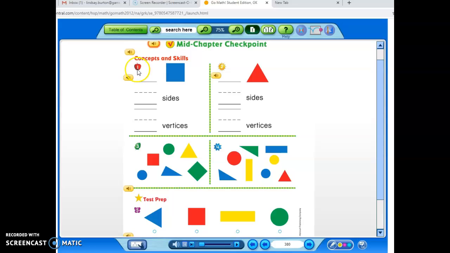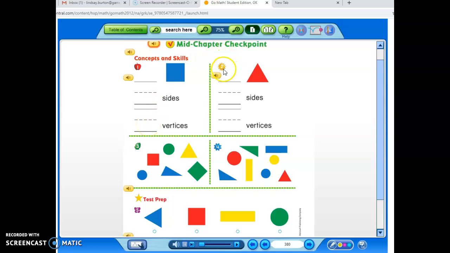Let's look at this red apple. What shape is this right here? It is a square. I want you to count and write to tell me how many sides this square has and how many vertices it has. I'll give you just a minute to do that. Right here you're going to write how many sides, then you're going to come down and write how many vertices, how many points it has.